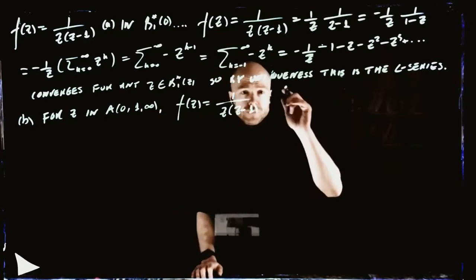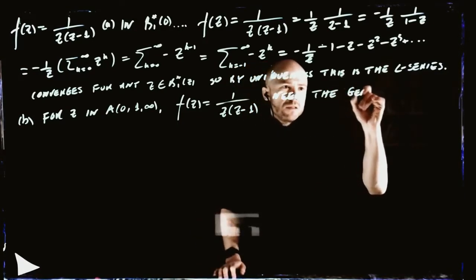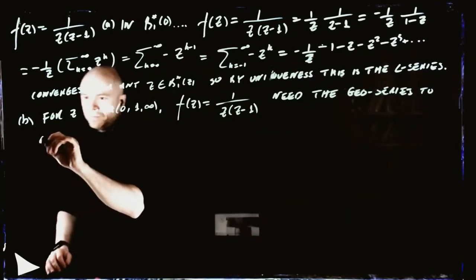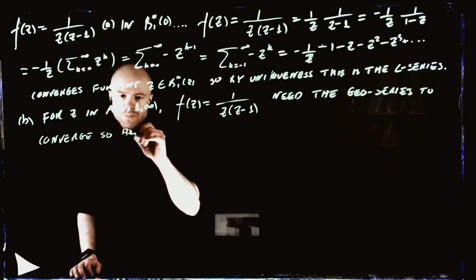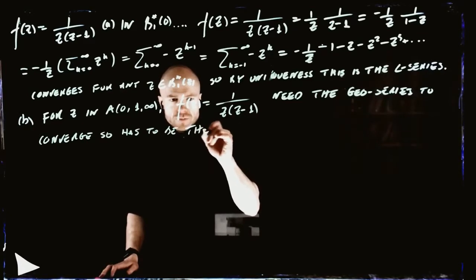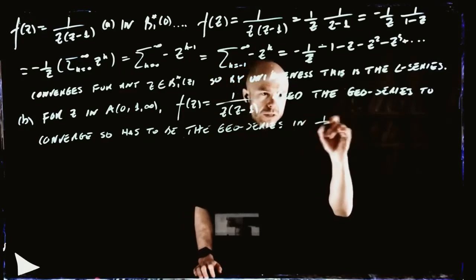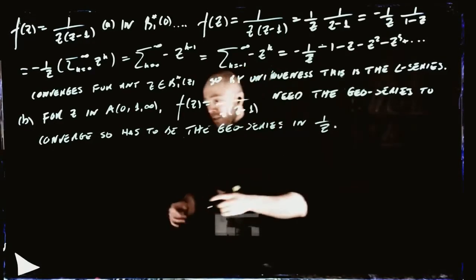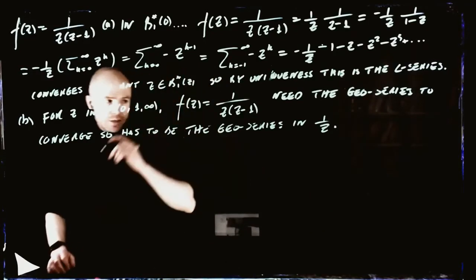Yeah. So we need the geometric series to converge, so it has to be the geometric series in 1 over z. Yeah, cool. So we somehow have to come up with some algebra to turn this into something like 1 over 1 minus z. Yeah, but that's not hard to do, right?